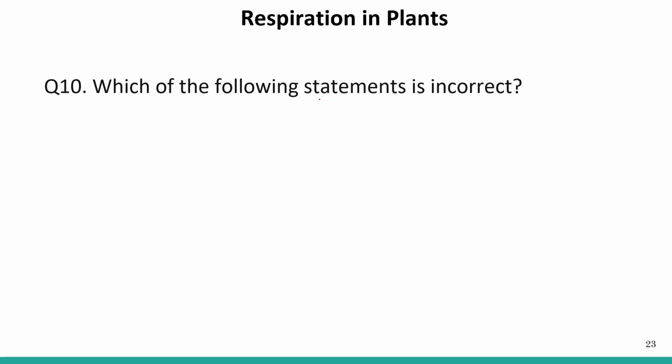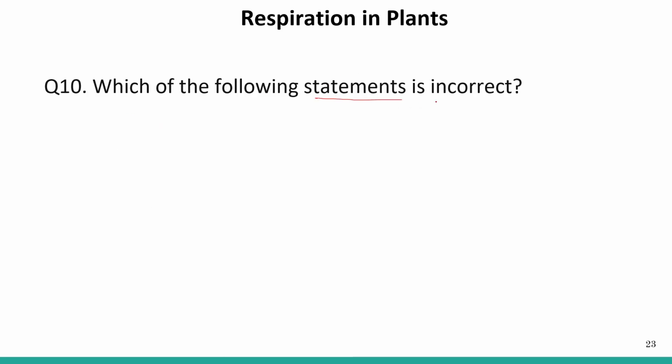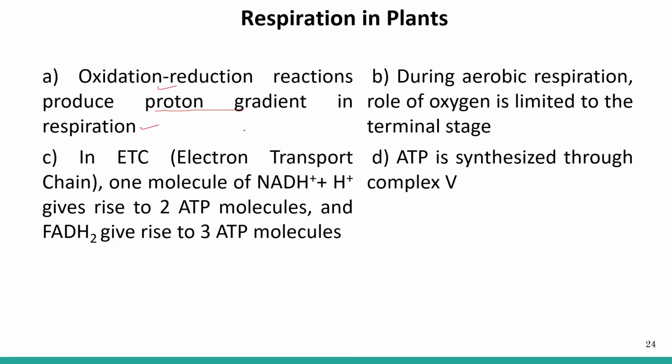Now, which of the following statements is incorrect? So these are the statements. First one is oxidation reduction reactions produce proton gradient in respiration. So this is true, but we have to select the incorrect statement. Option B is during aerobic respiration, role of oxygen is limited to the terminal stage. Yes, they are talking about the terminal oxidation here. Oxygen accepts electrons and protons and gets converted into water.